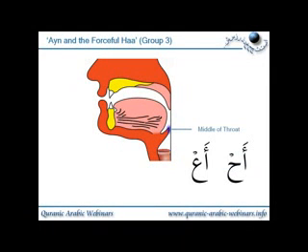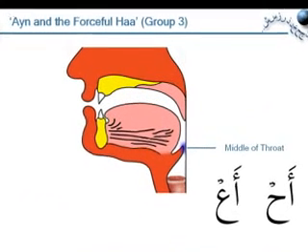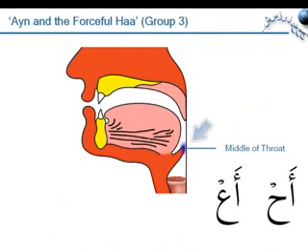The next portion of the throat is the middle of the throat, and we have the forceful ha. You'll pronounce this with sukoon as ah, and you'll feel a lot of air come out the front of your mouth. So ah.